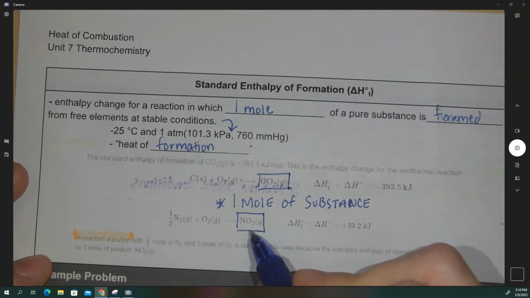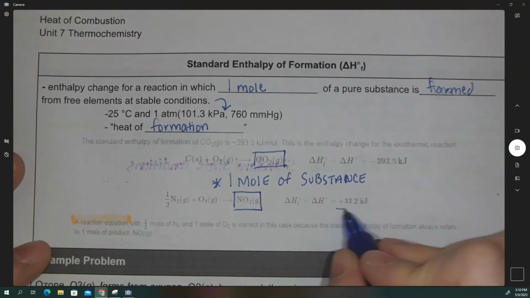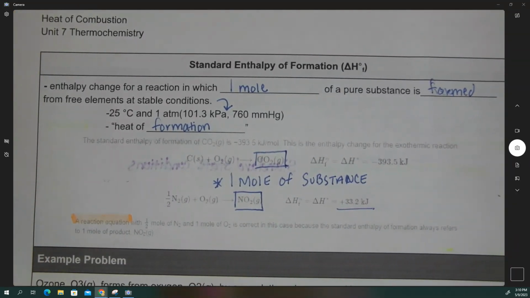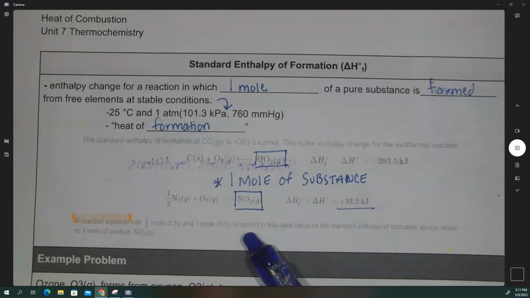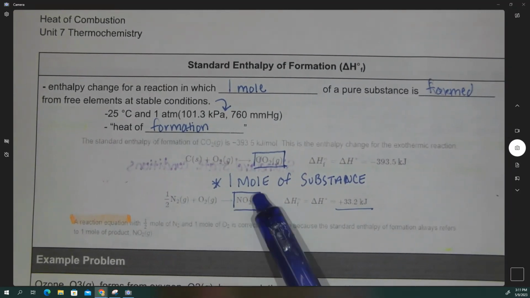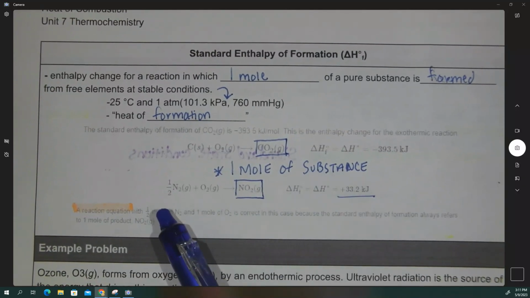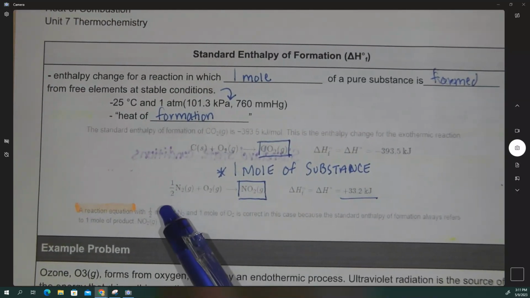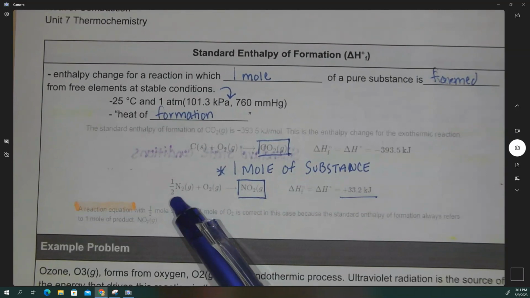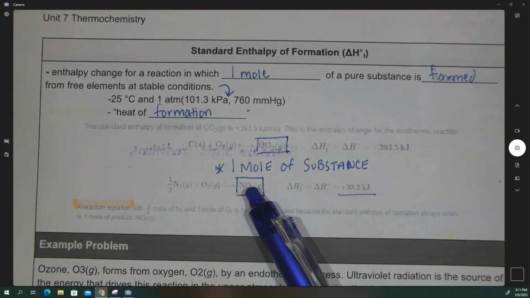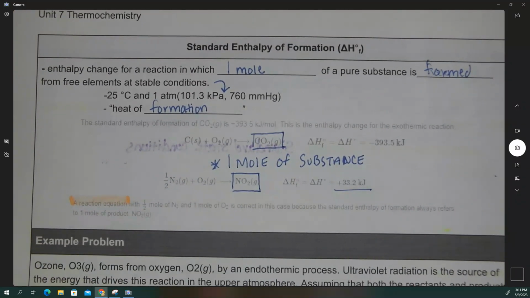So we've got a mole of NO2 down here. Our enthalpy of formation of NO2 is a positive 33.2 kilojoules. The reason that we have a mole over here is because formation is always based off of 1 mole of a substance, which is why we have a half over here. Our true balanced equation would not have a half, but since we're looking at just forming 1 mole of this, we're going to have a half of N2 over here.